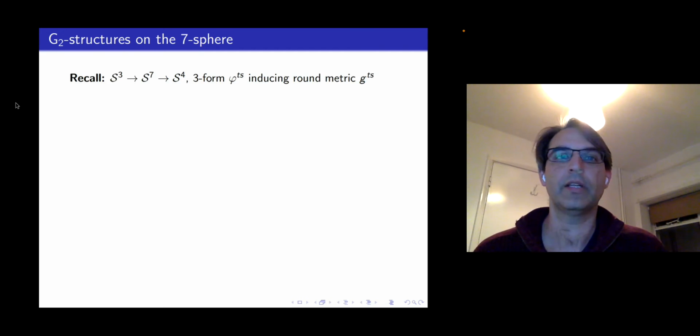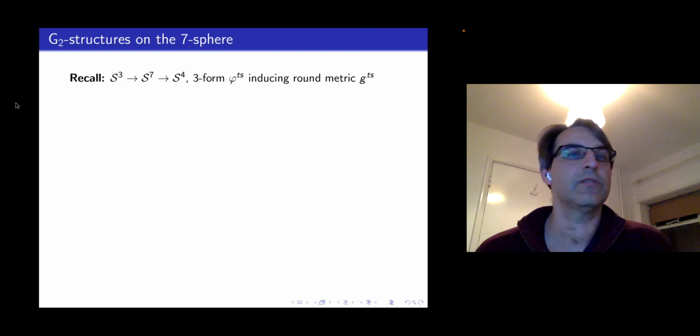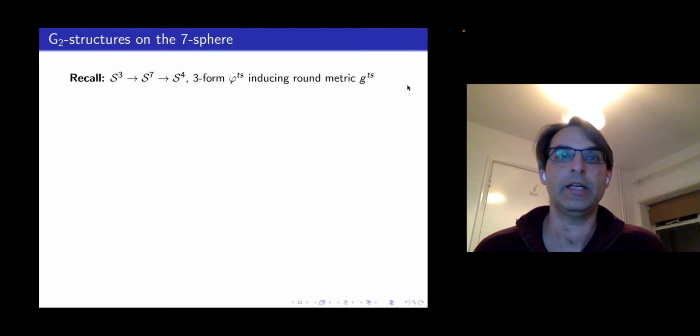So let's recall that we have this Hopf fibration of the 7-sphere over the 4-sphere, fibered by 3-spheres, and that we have a 3-form, which I called phi_TS, that induces the round metric g_TS. And this 3-form is a non-degenerate 3-form, therefore a G2 structure.